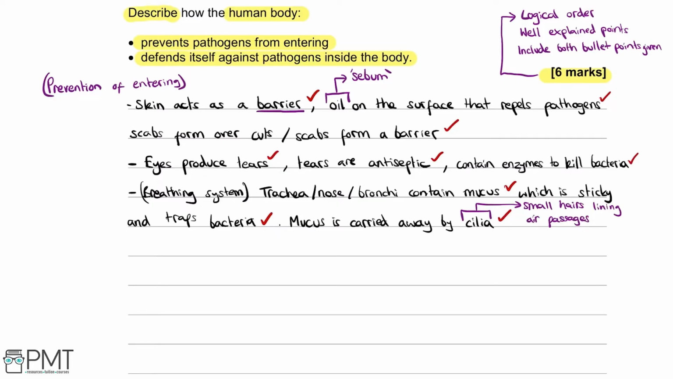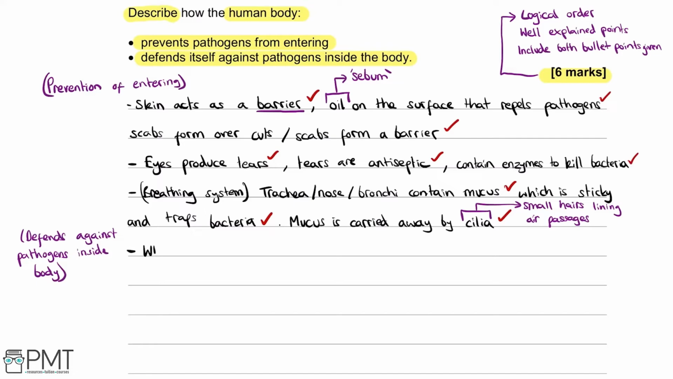So overall you can see there are multiple marks available for the prevention of entering, but just remember that listing 6 marks or 6 bullet points isn't necessarily going to get you all 6 marks, so ensure they are logically ordered and explained well, and you're including both of the bullet points. So we can move on to the second one now, defending against pathogens once they're inside the body.